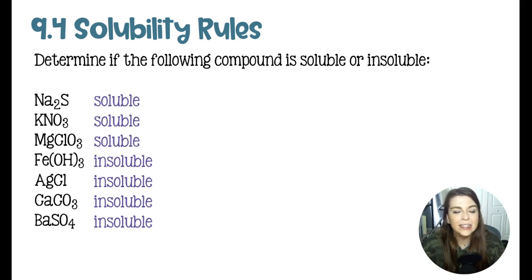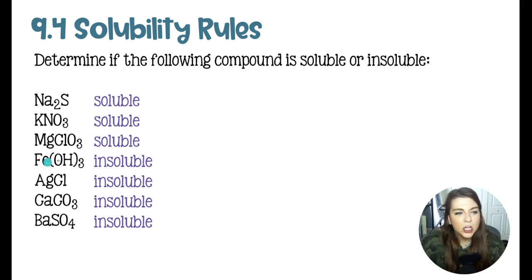All right, here we have it. The sodium sulfide is soluble because sodium is a group 1 ion, and it's always soluble no matter what. Same goes for the potassium nitrate. Nitrates also really love to dissolve. Then we have magnesium chlorate. Chlorates love to dissolve. That is soluble.